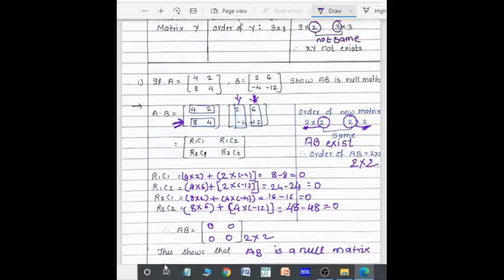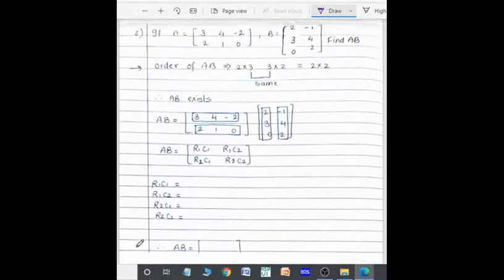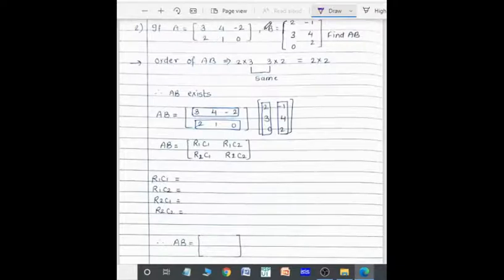So this was the first example. Now let us go for second example. If the matrix A and matrix B is given, we need to find out A into B. For this, first write down the order of AB like this, and when we observe that the column of the first matrix is equal to the row of the second matrix, the order of the new matrix is 2 by 2 and AB exists.